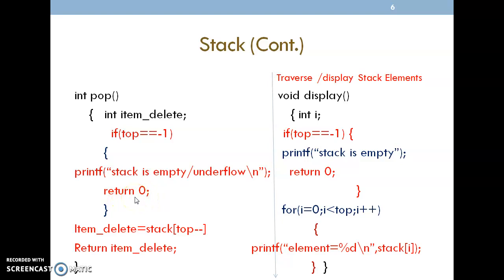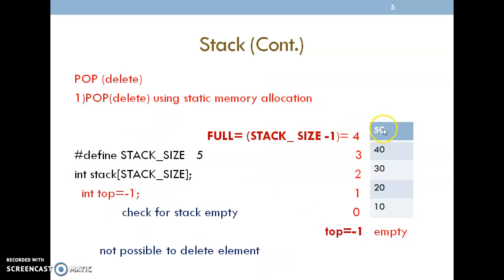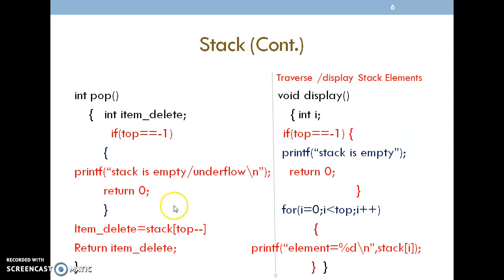If it is not empty, then for example we are at this position, delete the element. So what am I going to delete? I'm going to delete the 50. The element 50 is to be deleted. So item = stack[top--], we got 50. That 50 is to be deleted and assigned into the variable item_delete, because I want to know which element I've deleted. That is why I'm taking int.